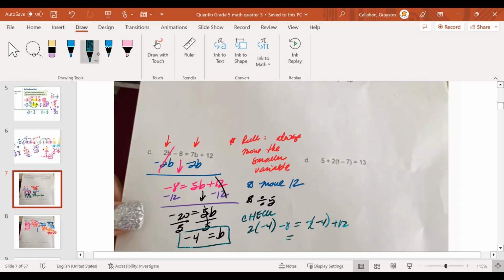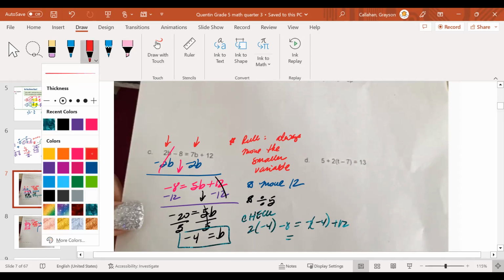Okay. Okay, let's take a look at D. What's different about D? What do you see of the do first?